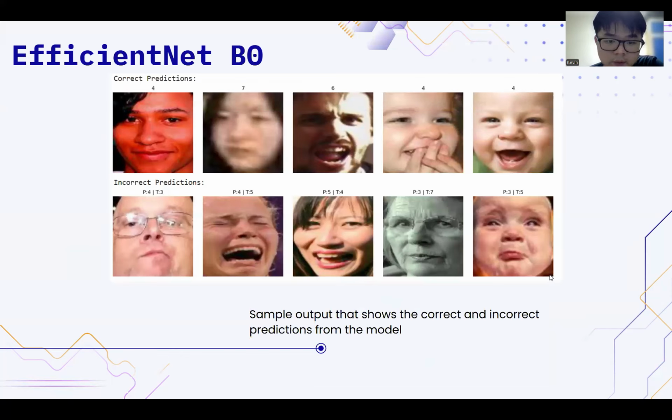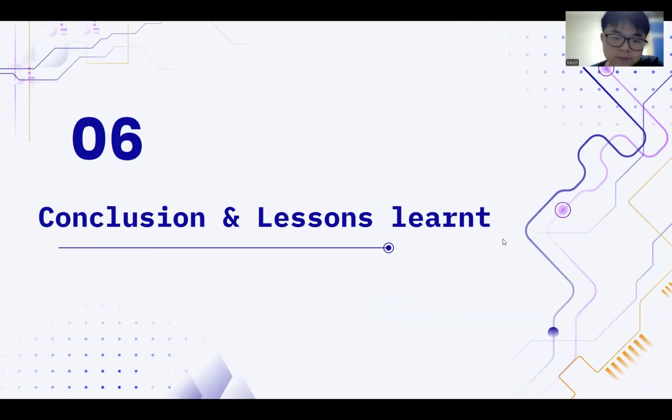And here are the sample outputs that show the correct and incorrect predictions from the model. And next, we continue to our conclusion.